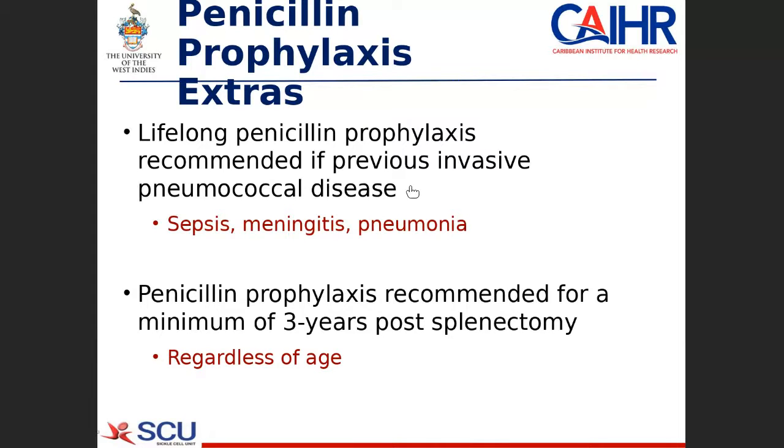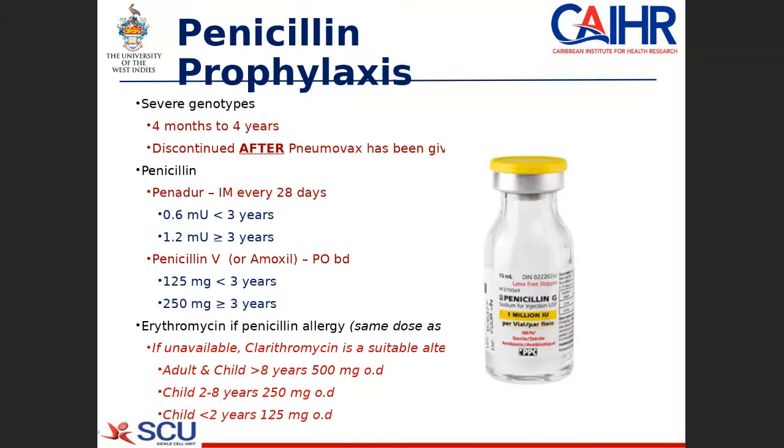Go back through what, Ashley? Penicillin prophylaxis for severe genotypes: we start it at age 4 months and we stop it at age 4 years. We stop it once they've had their Pneumovax. Penicillin can be given either IM, which is your benzathine penicillin, every 28 days, or it can be given orally as penicillin V or amoxil, but it has to be given every day, twice a day. If you're allergic to penicillin, you get erythromycin or clarithromycin, but that is also given orally, either once a day for clarithromycin or twice a day for erythromycin.